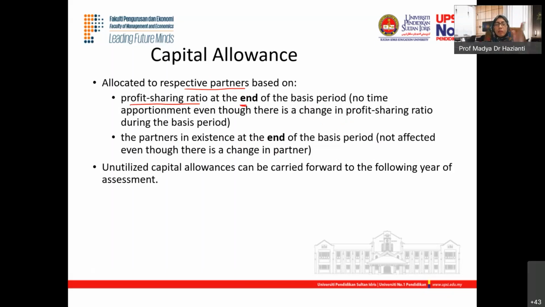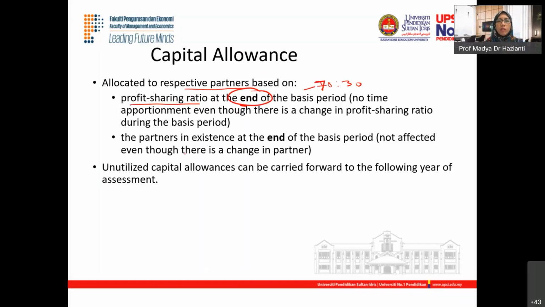Katakan tadi saya kata sampai bulan 6 tadi 50-50. Masuk bulan Julai dah jadi 70-30. Untuk yang lain-lain tu, untuk all the income tadi tu kita akan ikut ratio lah. For the divisible income tadi kita akan ikut ratio. Tapi for capital allowance kita akan tengok ratio at the end of the basis period. So contoh tadi at the end of the basis period ratio is 70-30. So 70-30 ni lah akan jadi ratio untuk capital allowance. Sebab keyword dia dekat sini at the end of the basis period.